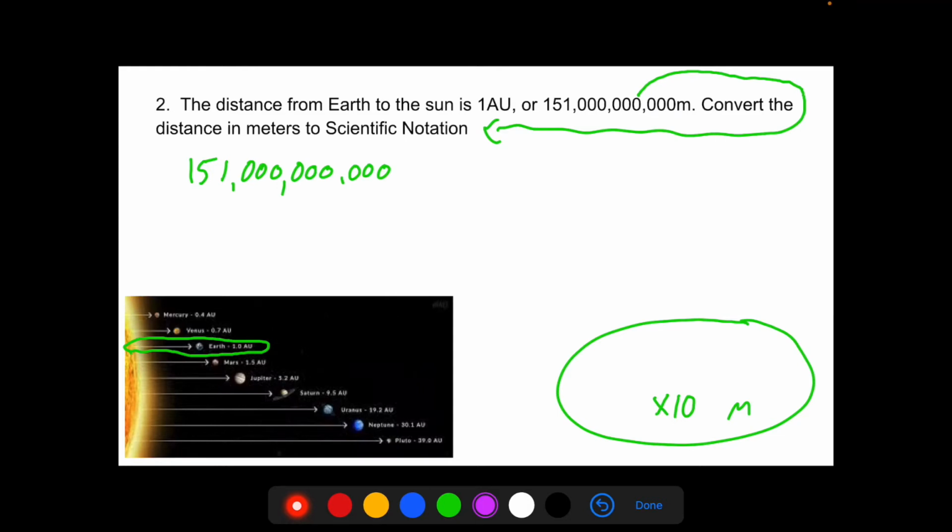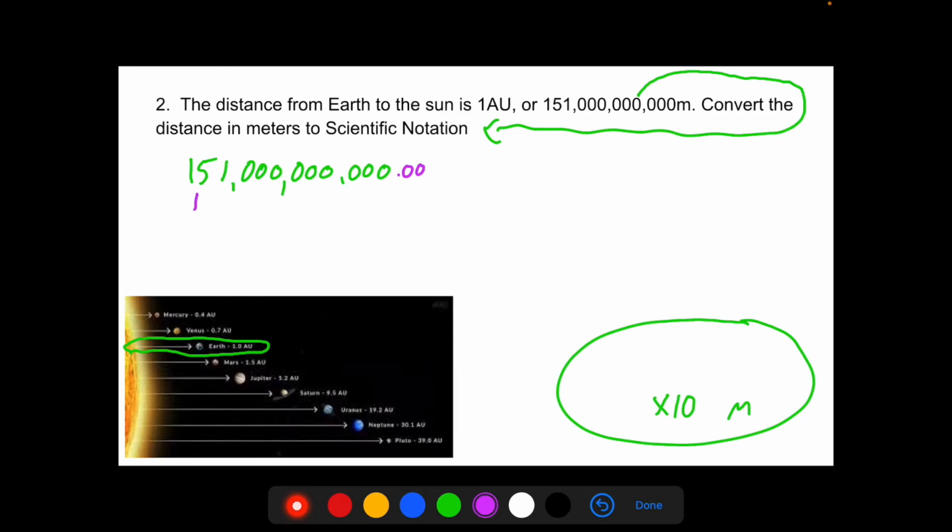This number is the exact same as this number. I just like to have the decimal there. Okay, so what are we going to do? We want to have the decimal place right here.